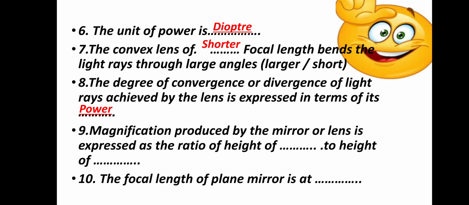The next question, number 9: magnification is represented as M. You know very well that magnification produced by the mirror or lens is expressed as the ratio of height of image to height of object. The height of the image is represented by h dash and the height of the object is represented by h. So magnification m equals h dash upon h. The focal length of a plane mirror is at infinity.